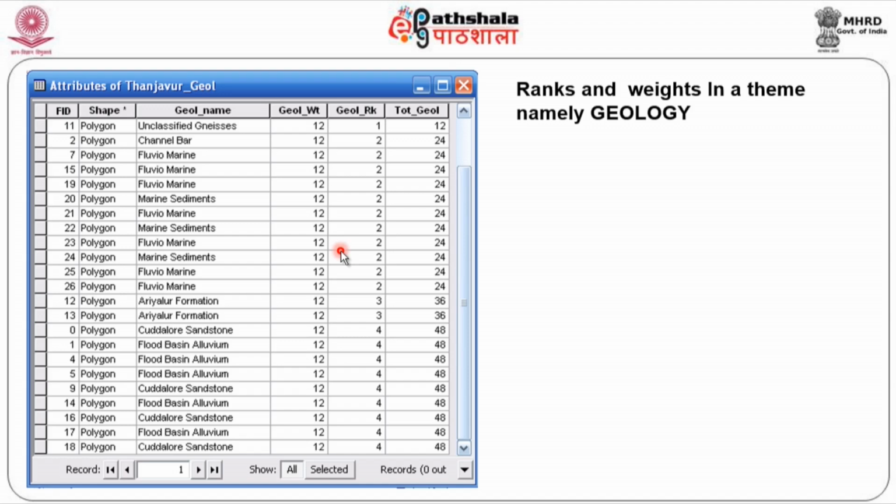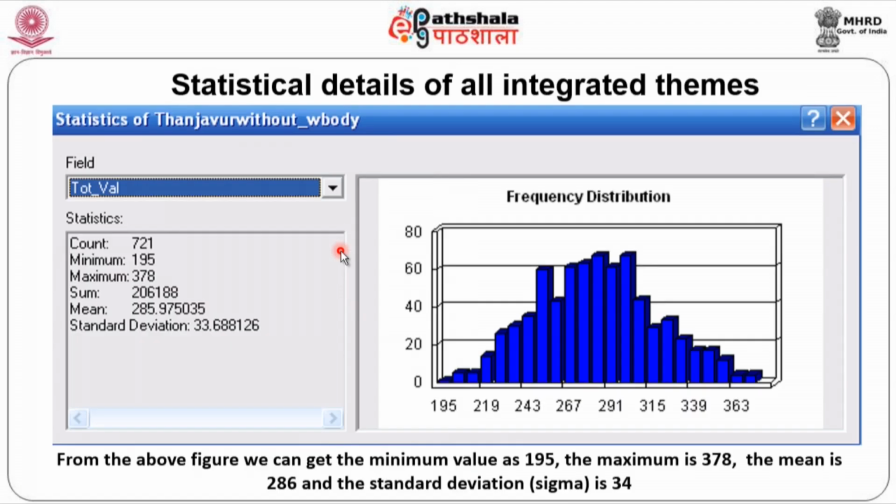So for splitting, you again go for some scientific method, go for statistical details. Once you get the statistical details, you get your count. What is that count? 721 is there. You have the minimum and the maximum, and you also have the no-data value, which is not an issue for us, and then the mean and the standard deviation.